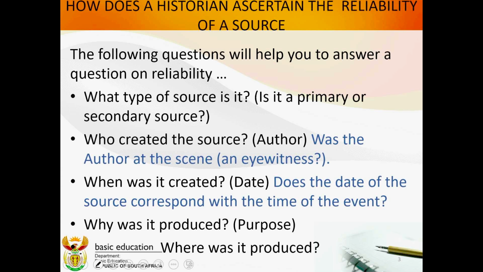Now let's look on the next slide. How does a historian ascertain the reliability of the source? How do you make sure that the source is reliable? The following questions will help you to answer the question on reliability. What type of source is it? Is it a primary or a secondary source?